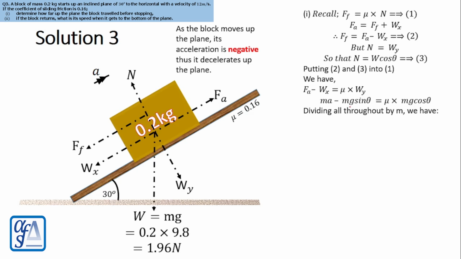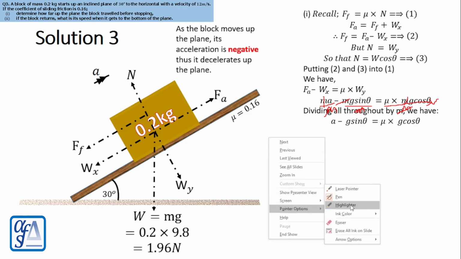by m. So we have a equals, we have this written as this. Dividing all through by m, the m cancels here, and all of this is over m. So what do we have? We have a minus g sine theta equals mu times g cos theta.